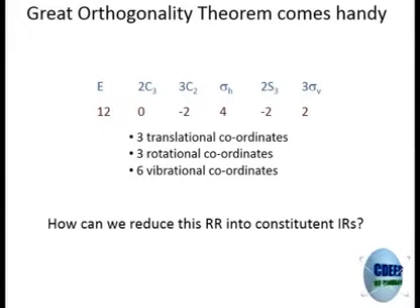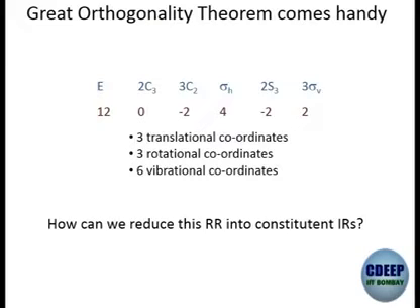Okay, what was the great orthogonality theorem once again? Not the mathematical expression, but the philosophy. What did the great orthogonality theorem tell us? That these matrix elements of transformation matrices behave like members of a set of orthonormal vectors, right? They form an orthonormal set, right?